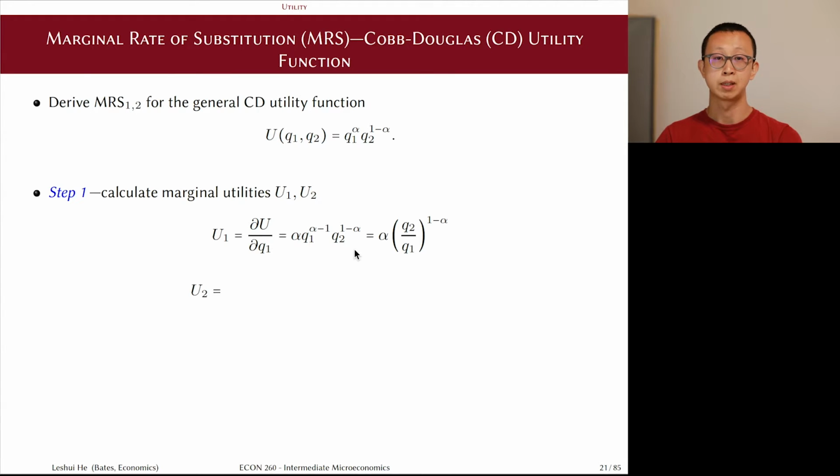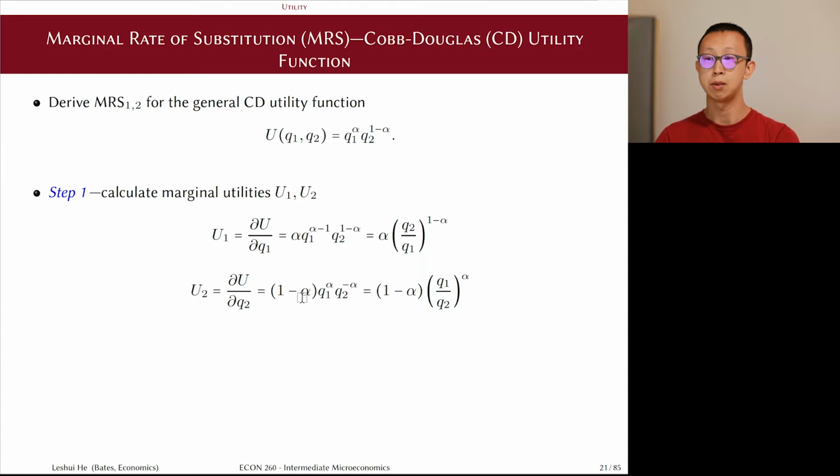We cannot simplify the expression any further, although you might choose to rewrite it differently in the form of a ratio. This is really a matter of personal preference, so it is entirely up to you where to stop. Similarly, we can calculate marginal utility of good 2. Now, that will look slightly different because the power on Q2 is 1 minus alpha, not alpha.